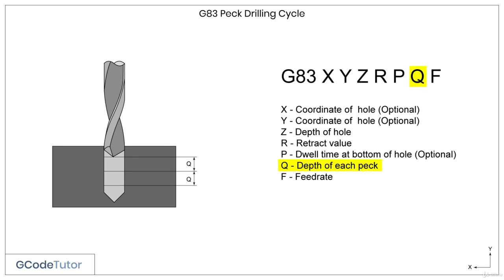So the operation of a G83 Peck drilling cycle is very similar to the G81 cycle, apart from the fact we can add a Q value to add a peck depth on each drilled hole. A pecking drill cycle would usually be used when you're drilling a deep hole or when you're cutting hard material. It is also known as a chip breaking cycle, to break the swarf up to stop the drill getting overloaded with swarf and breaking.